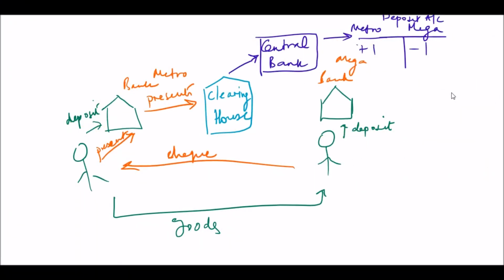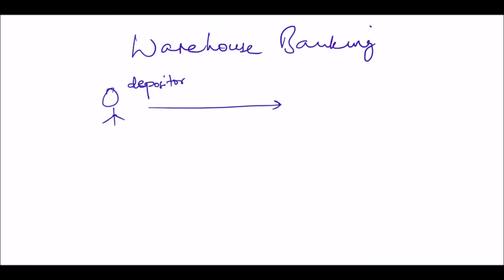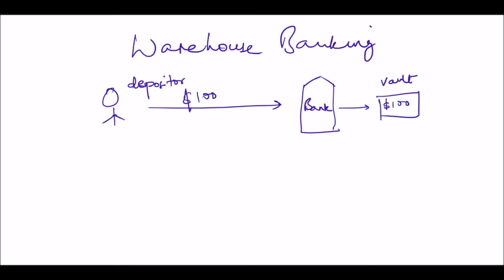Great. So we've understood the concept of warehouse banking and we've understood the concepts of clearinghouses. So now let's understand the concept of fractional reserve banking and see how fractional reserve banking affects the supply of money in an economy.